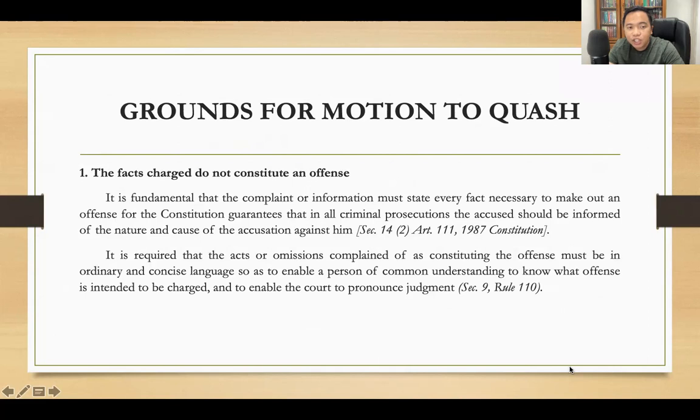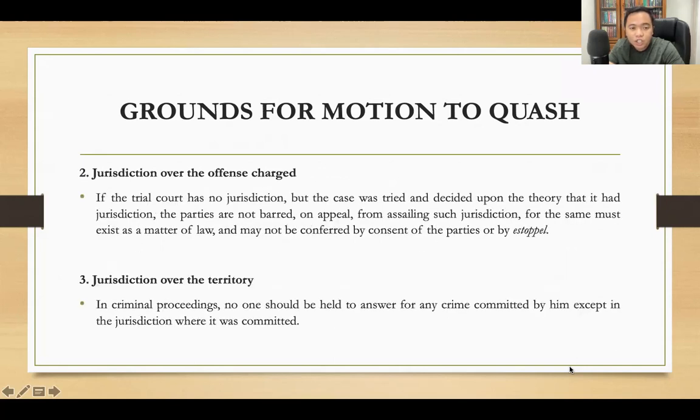So when you say the facts charged do not constitute an offense, that means that the allegations do not constitute a criminal offense under the Revised Penal Code or under a special penal law. Jurisdiction over the offense charged, we have discussed this. So you have to look at the jurisdiction of the courts. If a complaint has been filed in a court which has no jurisdiction over the subject matter of the offense, then the information is void. You can file a motion to quash. Or jurisdiction over the territory.